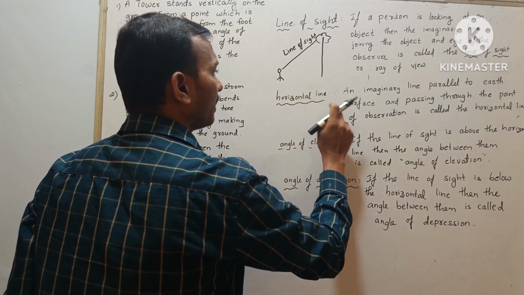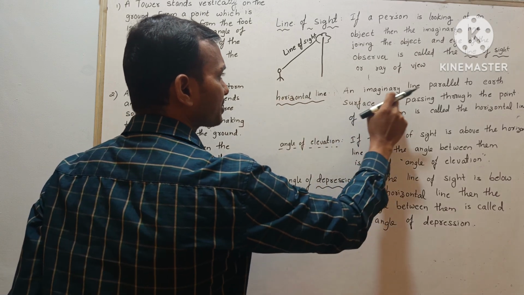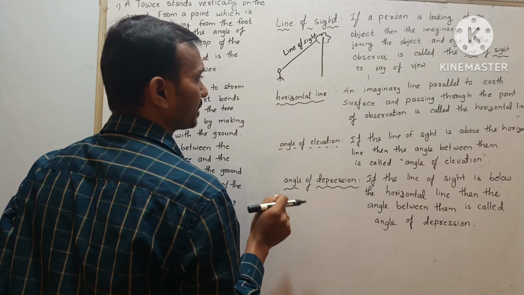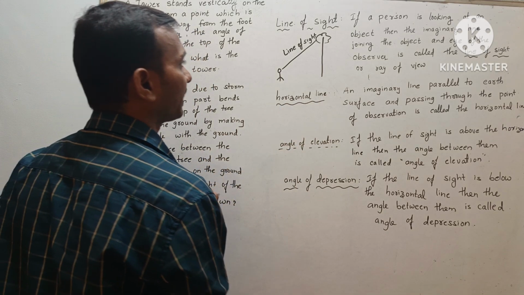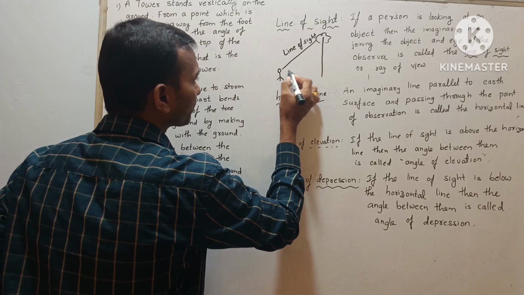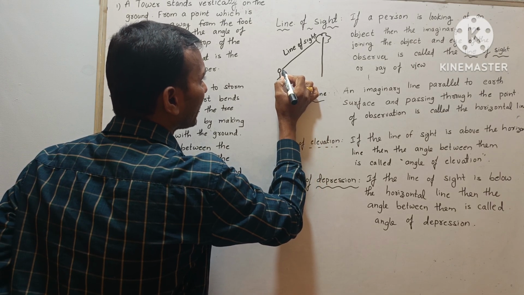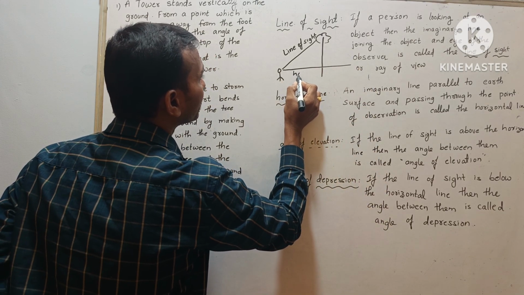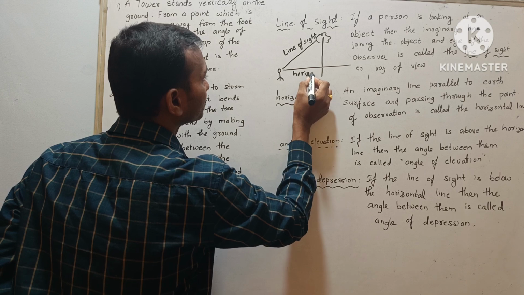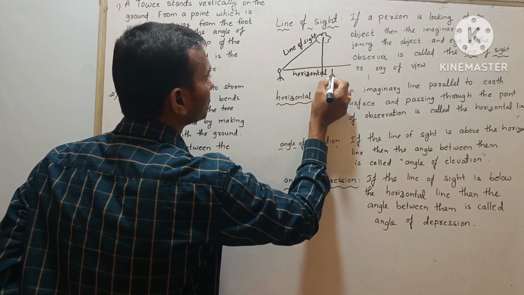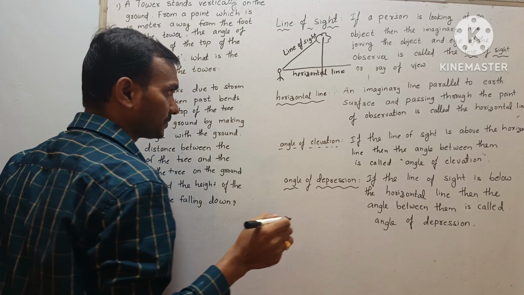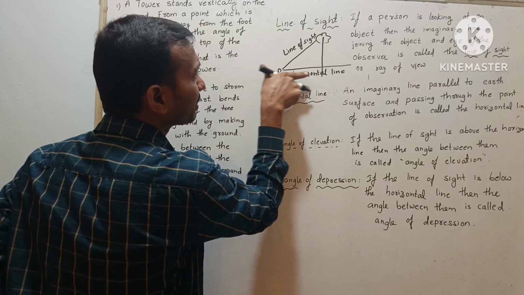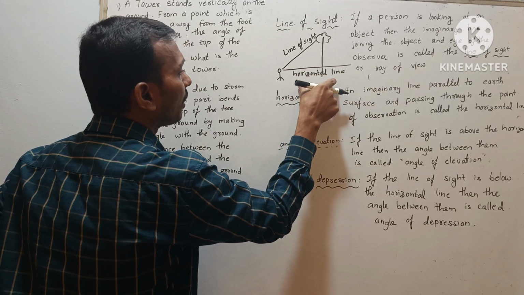Definition number 2. Horizontal line. An imaginary line parallel to the earth surface and passing through the point of observation is called horizontal line. So, he is the observer. If you draw a line which is parallel to earth, it is called horizontal line. An imaginary line which is parallel to earth and passing through the observation point is called horizontal line.